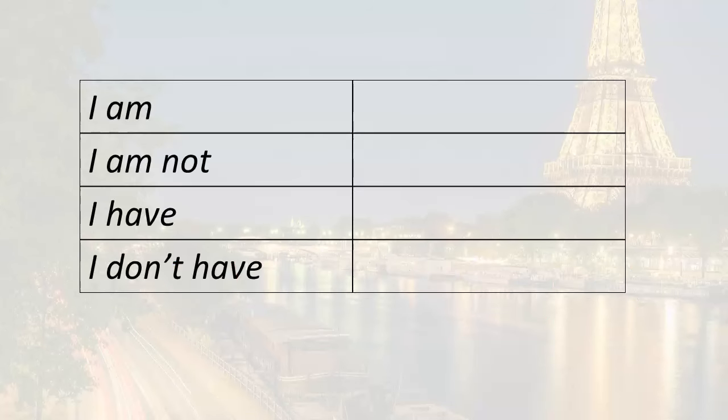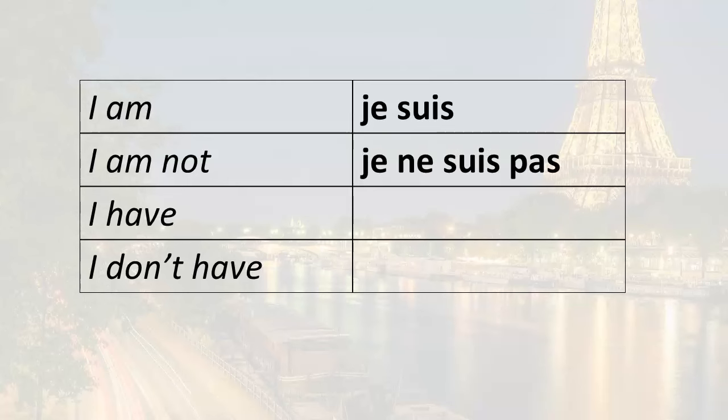Okay, so let's look at more examples. I am in French is je suis. If I want to say I am not, remember ne before the verb and pas after. So je ne suis pas. Je suis, I am not.